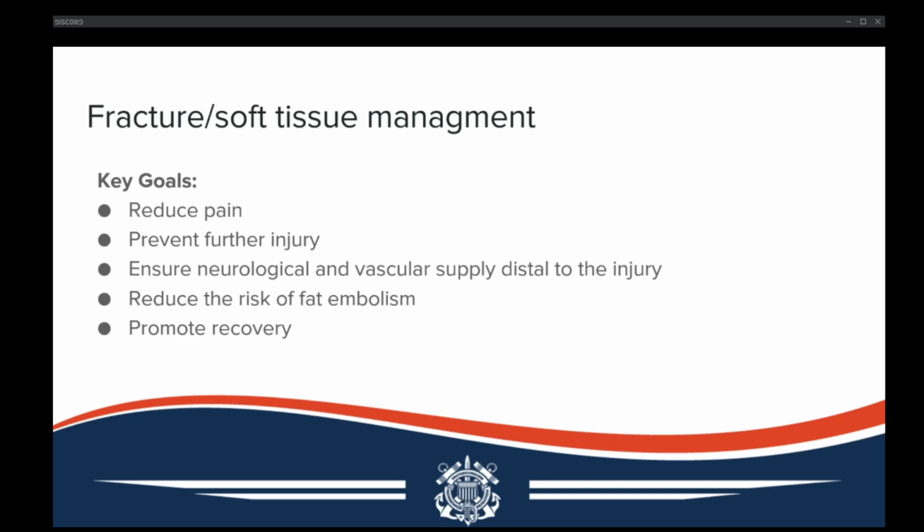So, fracture and soft tissue management. The key goals are to reduce pain using what field pharmacology you know, and prevent any further injury. So immobilizing is essentially the key thing there. Ensuring neurological and vascular supply, distal to the injury. So what this means is if they have a broken leg or something, making sure there's no major blood, no major veins or nerves and such that could cause further injury.